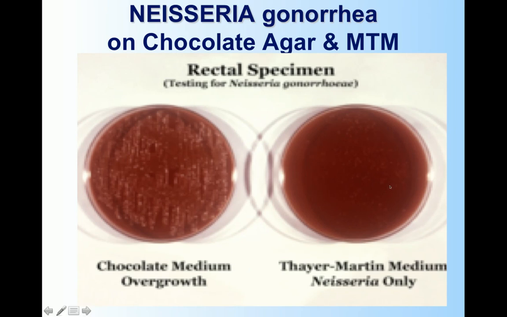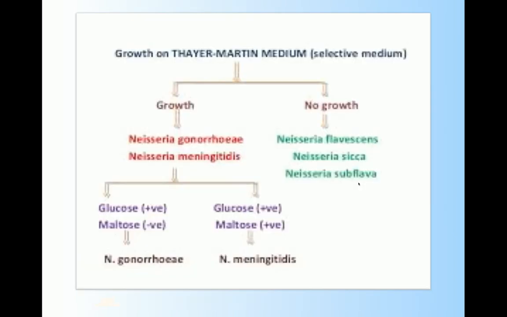On the other hand, Thayer-Martin media is only for Neisseria meningitidis and Neisseria gonorrhoeae. And as you can see, if you can make out these tiny colonies on this medium, these are colonies of Neisseria gonorrhoeae, and the sample is a rectal swab. From a rectal swab, all fecal contaminants will grow on chocolate media but not on Thayer-Martin media, where you're only going to isolate either Neisseria meningitidis or Neisseria gonorrhoeae.